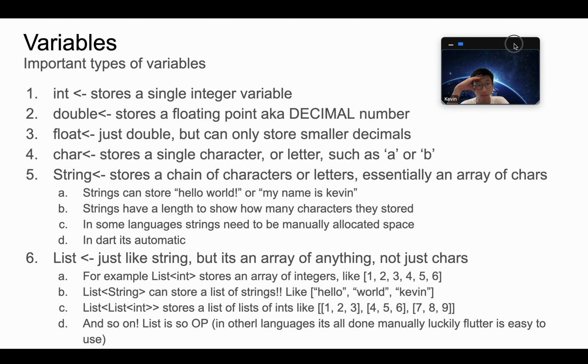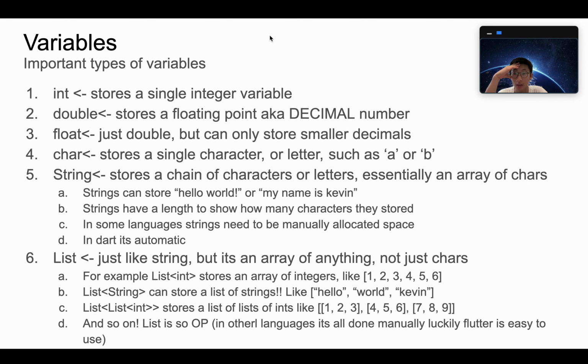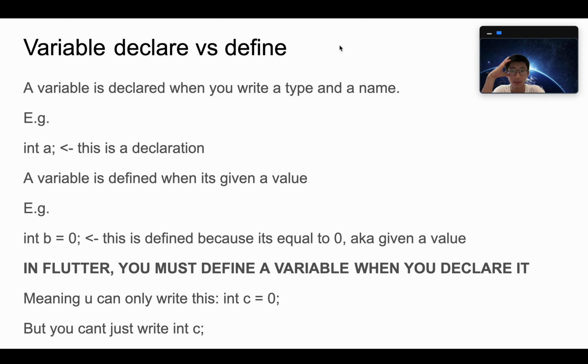Okay, so here are some important types of variables. You can pause the video to look at it yourself, because we're speedrunning. You can also pause the video to read through. Basically, when you declare a variable, you just list out the type and the name. When you define a variable, you have to say what the variable is equal to.